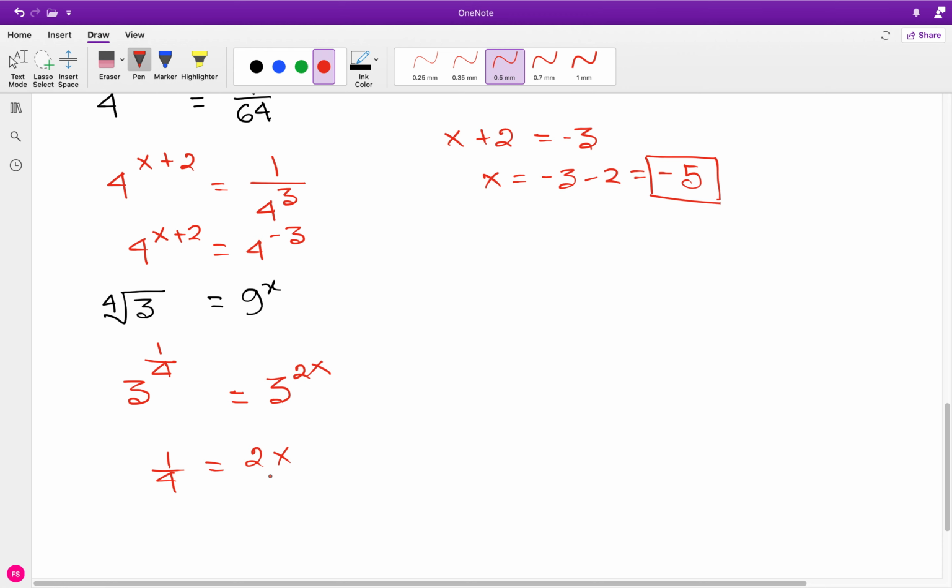You need to divide both sides by 2. This will give you 1 over 4 times 2 equals x. The final answer is going to be x equals 1 over 8.